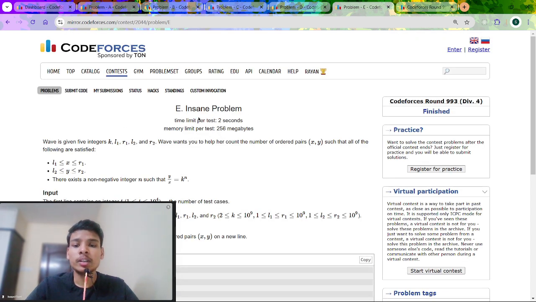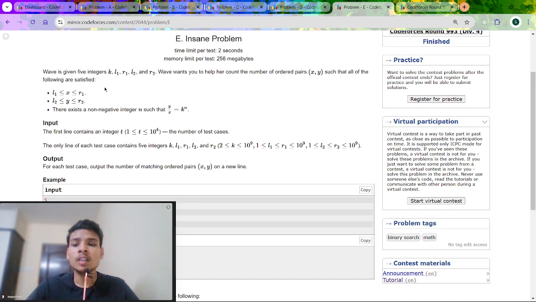So this is problem number E, that is an insane problem. We are given some numbers k, l1, r1, l2 and r2, and the person wants to find the number of ordered pairs x and y such that x is in between l1 and r1, and y is between l2 and r2, and there also exists a condition such that y divided by x should be equal to k to the power n, which means it should be equal to some power of k, and k is also given to you. Find the number of pairs which are possible.